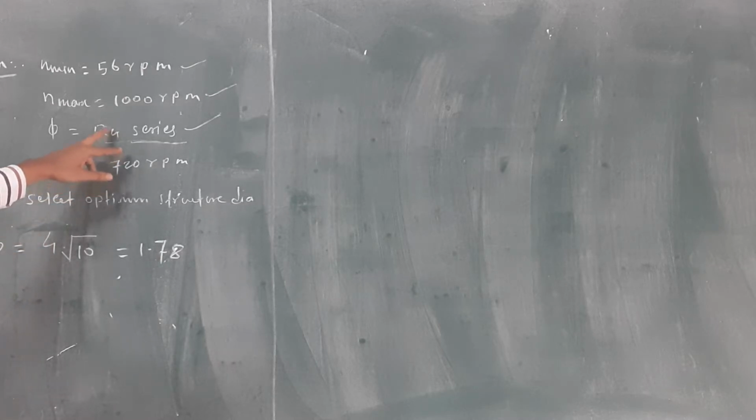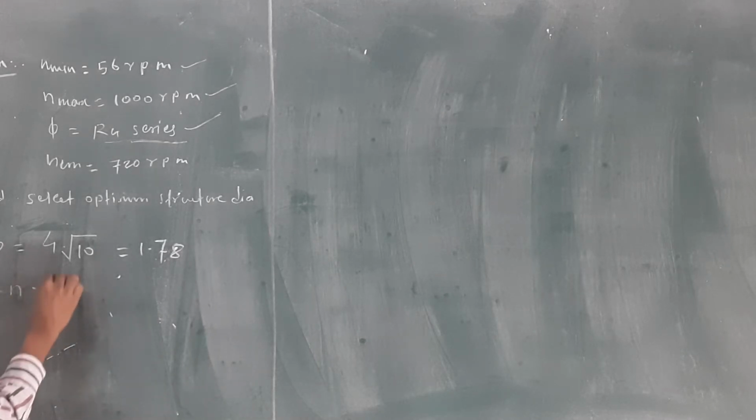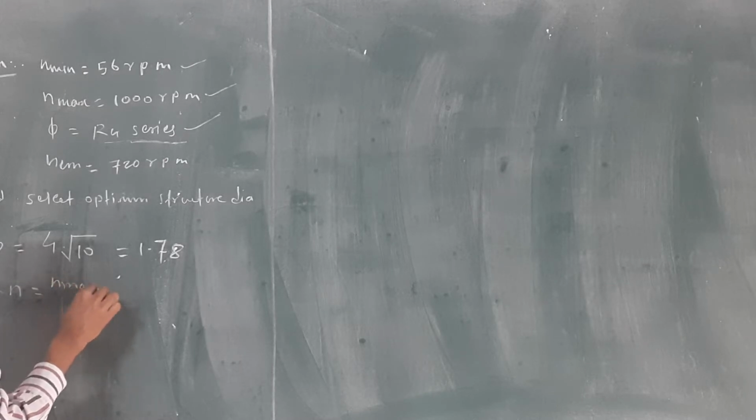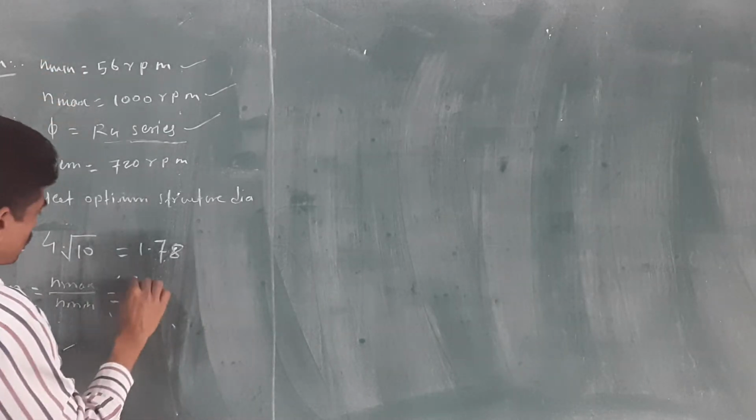Suppose you are given the R8 series, then you should write 8 root of 10, and then you will get the related value for the R8 series. All of you getting? Then next is the range ratio. How to calculate the range ratio? It is the ratio of maximum spindle speed to the minimum spindle speed. Both values are given.